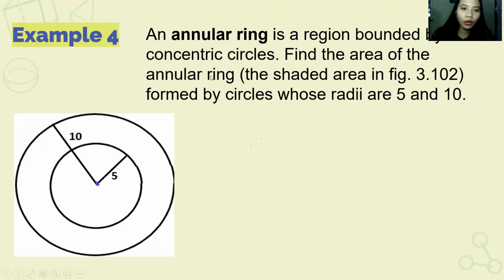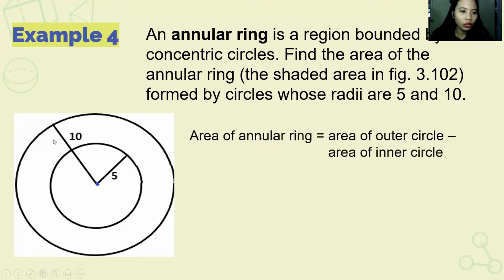Now, in the given problem, let us find the area of the annular ring, which is the area in figure 3. This part here is the shaded part, formed by circles whose radii are 5 and 10. So here, the area of the outer circle minus the area of the inner circle. The radius of our outer circle is 10, while the inner circle is 5.